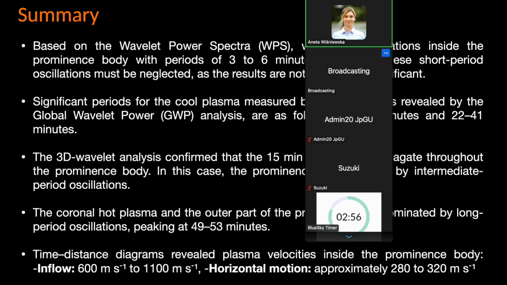Next, the coronal plasma and the outer part of the prominence is dominated by long period oscillations, peaking at 49 to 53 minutes. So there is a difference between the inner and outer part of the structure. The time distance diagrams revealed plasma velocities inside the prominence body with inflows of 600 up to 1100 meters per second, and the horizontal motion is approximately 300 meters per second.